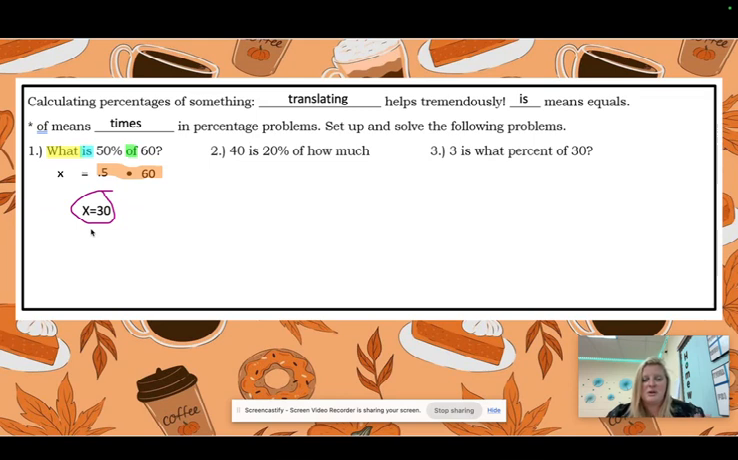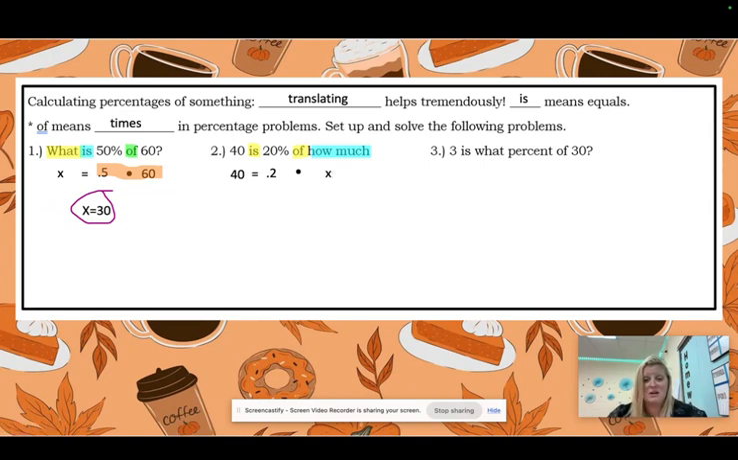Now number 2, same vocabulary, just it's in a little bit of a different order. So I'm going to start with the 40, but then it says "is," so I have to change that to equals. Then it says 20%, which is 0.2, 0.20, but 0.2. Then it says "of," which means times, and then "how much." I don't know how much, that's what I'm being asked, so I have to use a letter to represent that.